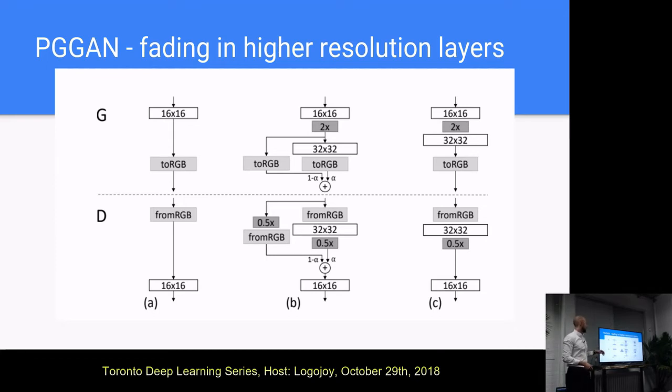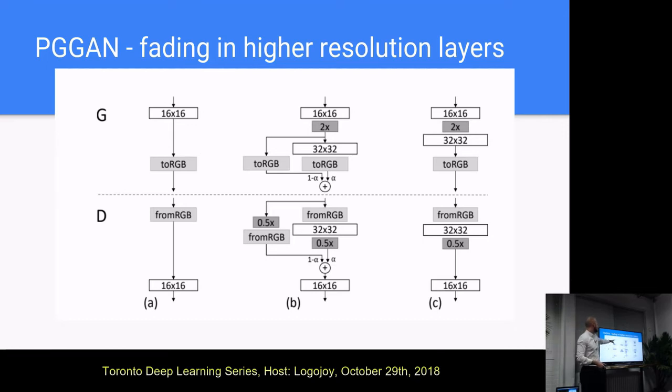So here what it's showing is we have a generator at the 16 by 16 resolution, and then we have this block which means toRGB, which is just taking the latent code and turning it into an image. And on the discriminator side, we're taking that image and turning it into a latent code.